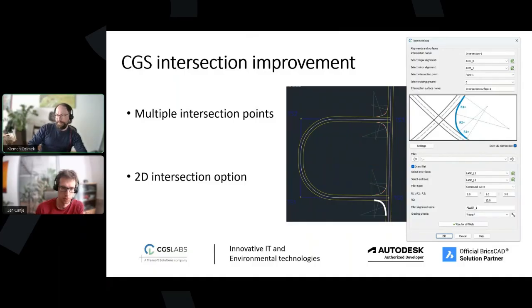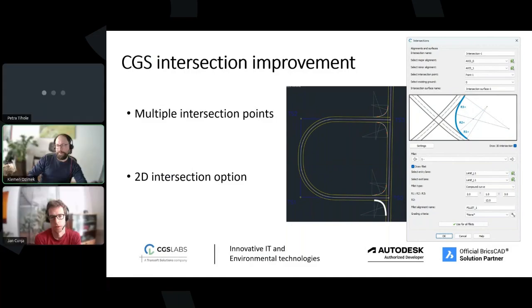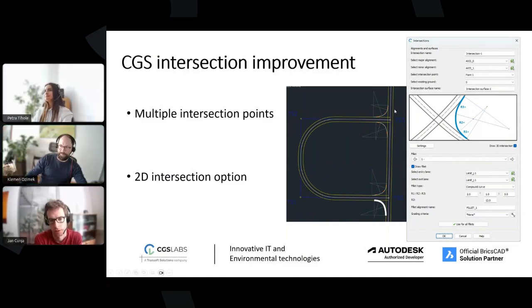But what you couldn't do before is select at which point you want to create the intersection. So if you had two alignments that intersected with each other in multiple points, like we can see here, you could only create one intersection.